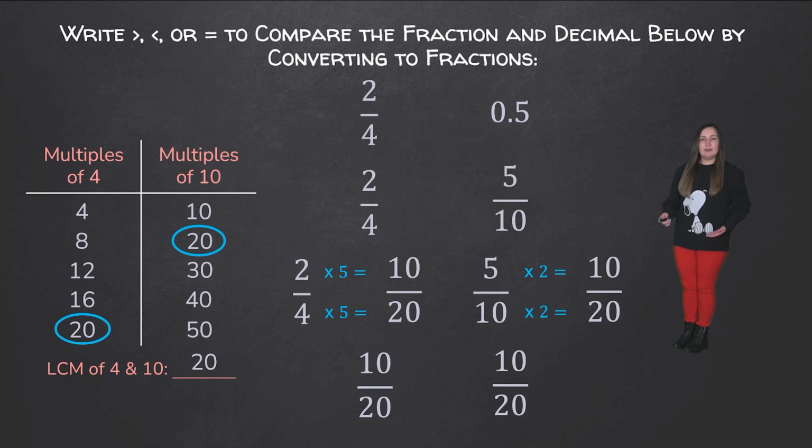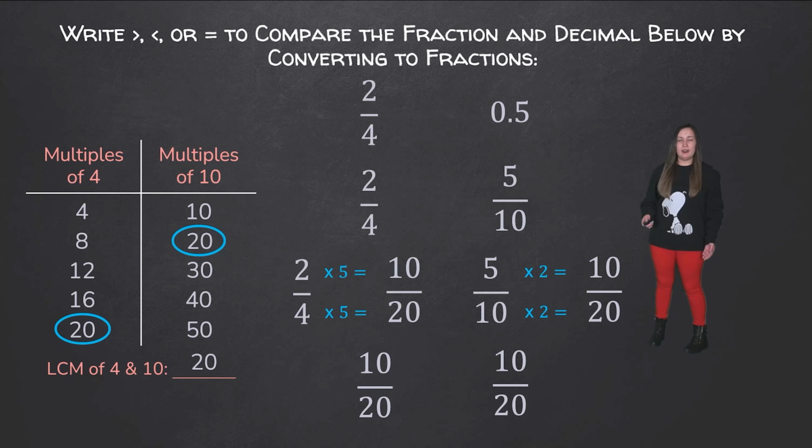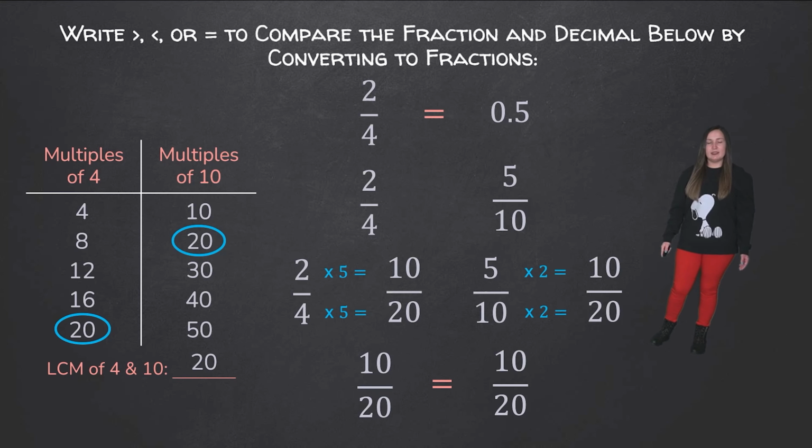Now that we have two fractions that are out of 20, we could go ahead and compare. So we got 10 out of 20 and 10 out of 20. Both of those fractions are exactly the same, meaning that they are equivalent. So that means that 2/4 is equivalent to 5/10.